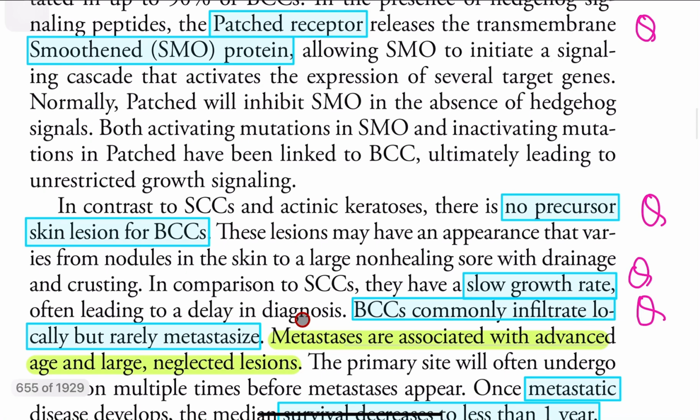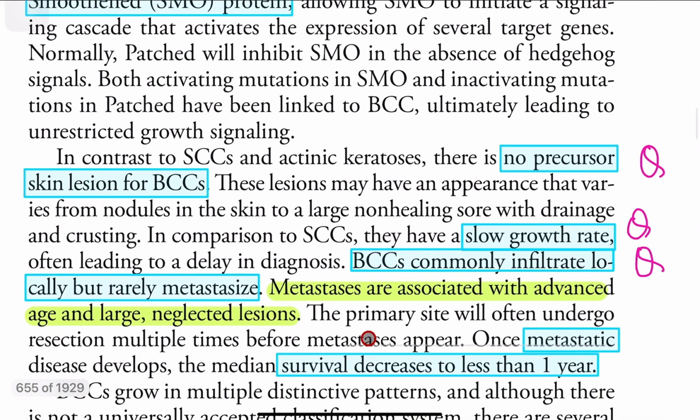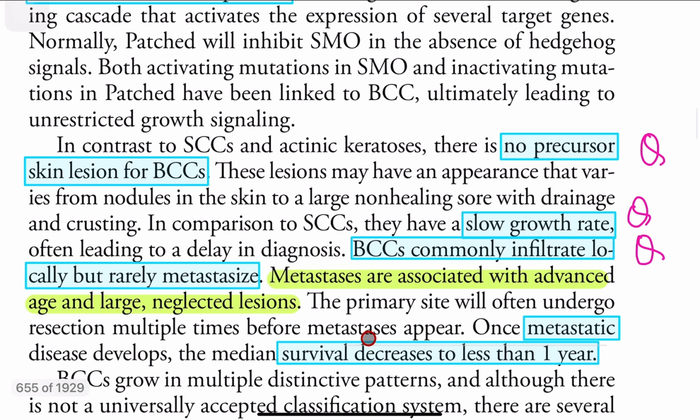Next, there is no precursor skin lesion in BCC. In SCC mostly a precursor lesion will be present. Okay. We'll discuss SCC in a separate video. Okay. And the growth rate is slow. Okay. And BCC commonly infiltrates locally but rarely metastasizes.